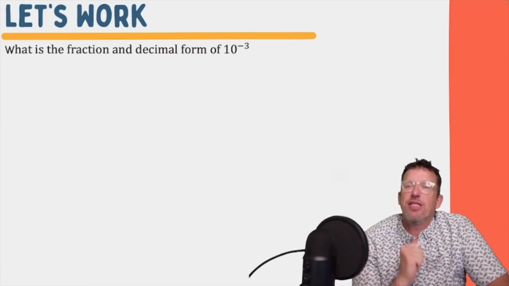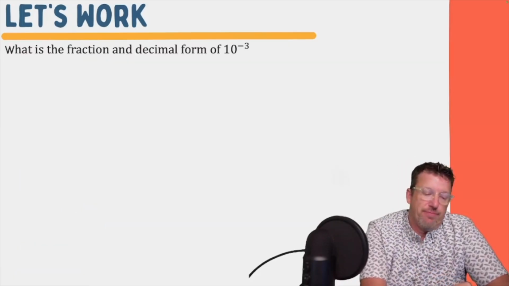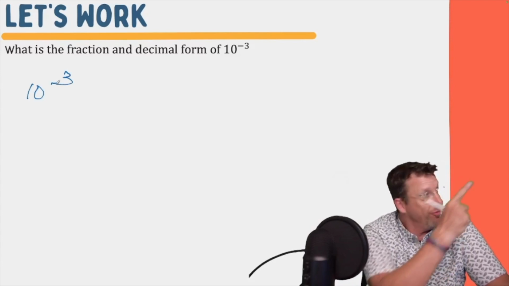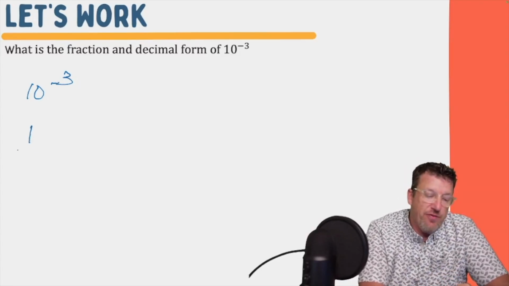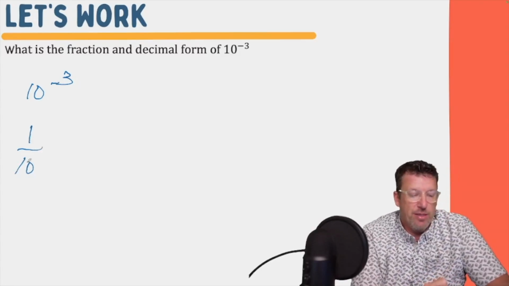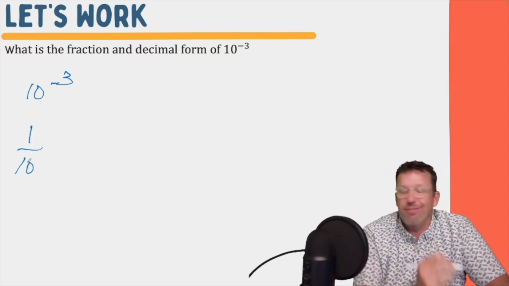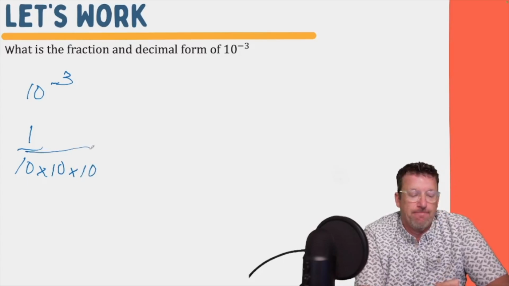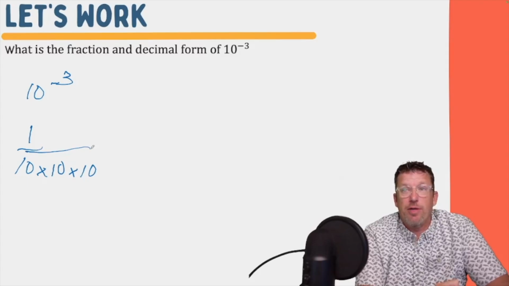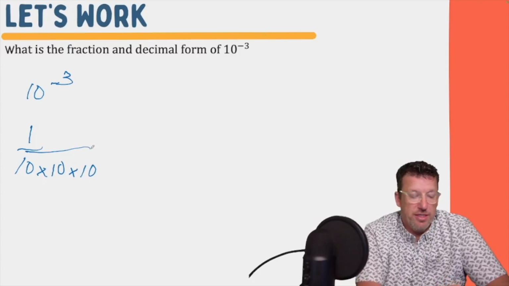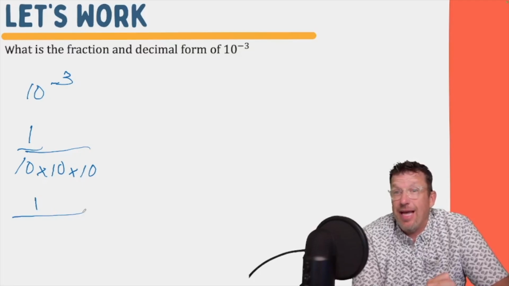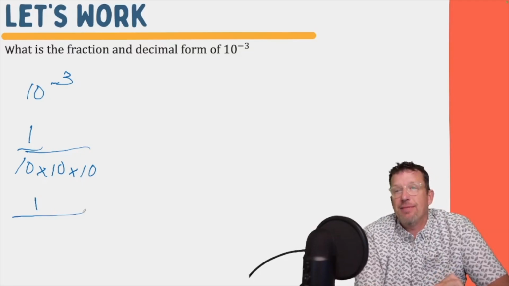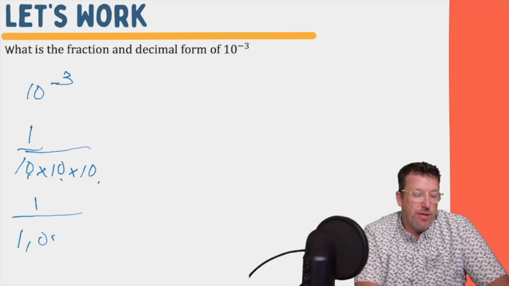What is the fraction and decimal form of 10 to the negative 3rd? All right, 10 to the negative 3rd. What's the first thing we do? What'd you say? Reciprocal. That's a really good idea, dude. Let's go ahead and do that. Let's flip her over. Okay, but what are we going to do with that 3? Yep, you're right. Multiply the bottom 3 times. 10 times 10 times 10. That's our expanded form. So how do we get to fraction form? Well, 1 stays by itself because nothing's happening up there. And the bottom, we're multiplying 10 times 10 times 10. So that's going to give us 1,000.